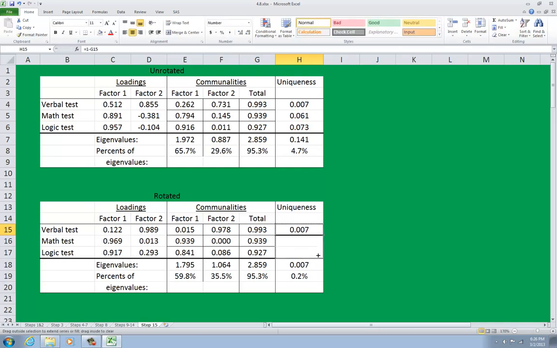We can even extend this because going to move this down, and you'll notice the uniqueness doesn't change. Why do you think that is? Well, that's always going to be true because the rotation does not change the amount of variance in each variable accounted for in the space of, in this case, 2 factors. Rotation basically just simplifies the interpretation. It's not going to change any of the amount of variance in each variable accounted for.